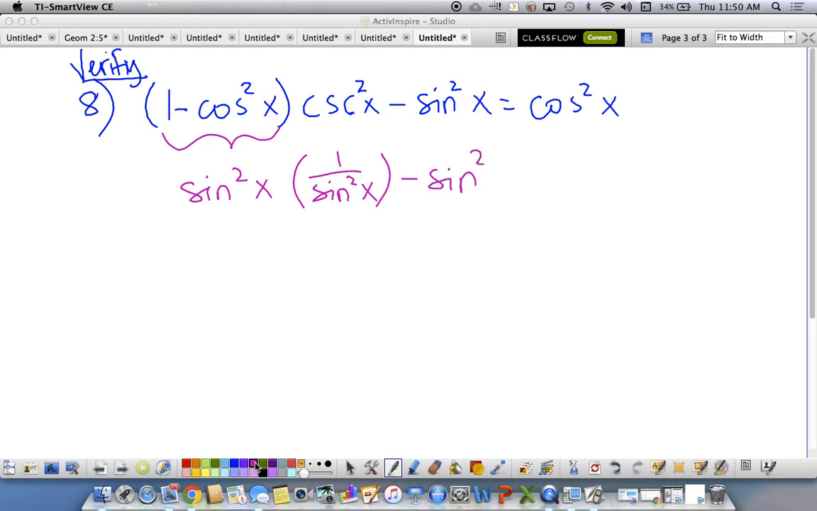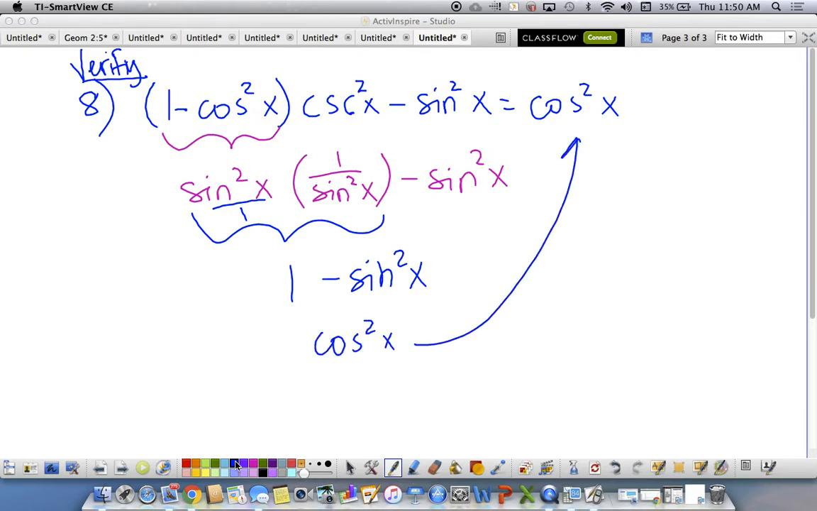That minus sine squared x. Okay? So now I have a sine squared times 1 over sine squared. It's going to cancel out and become 1. You see that because this is sine over 1. And now we have a 1 minus sine squared x. Oh, I forgot about these. Verifications are good.